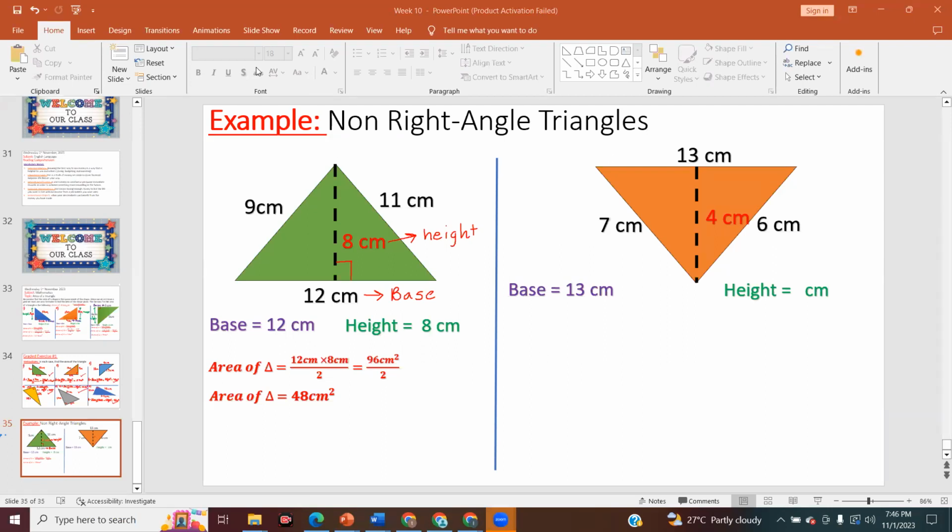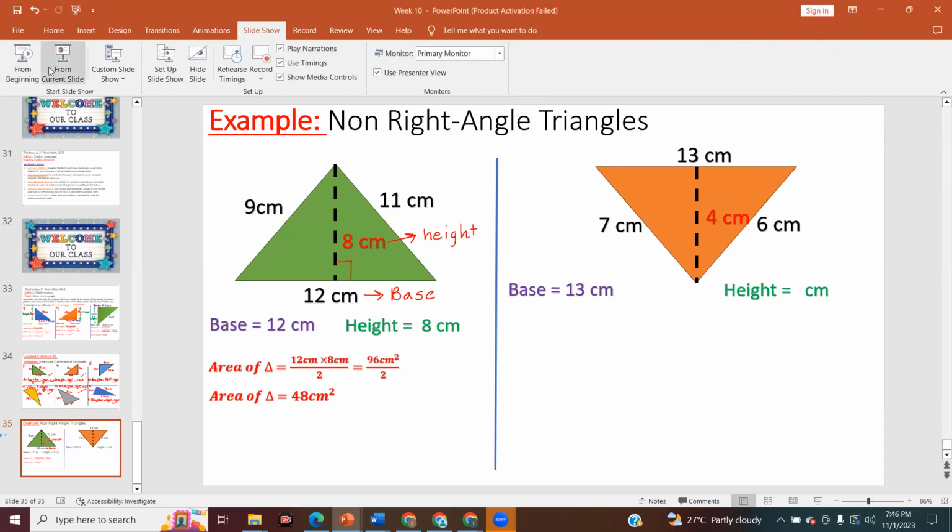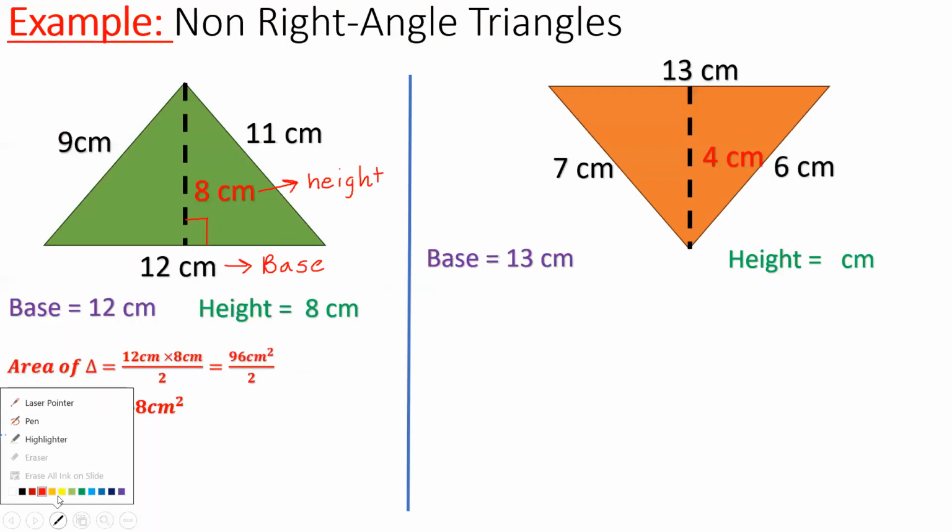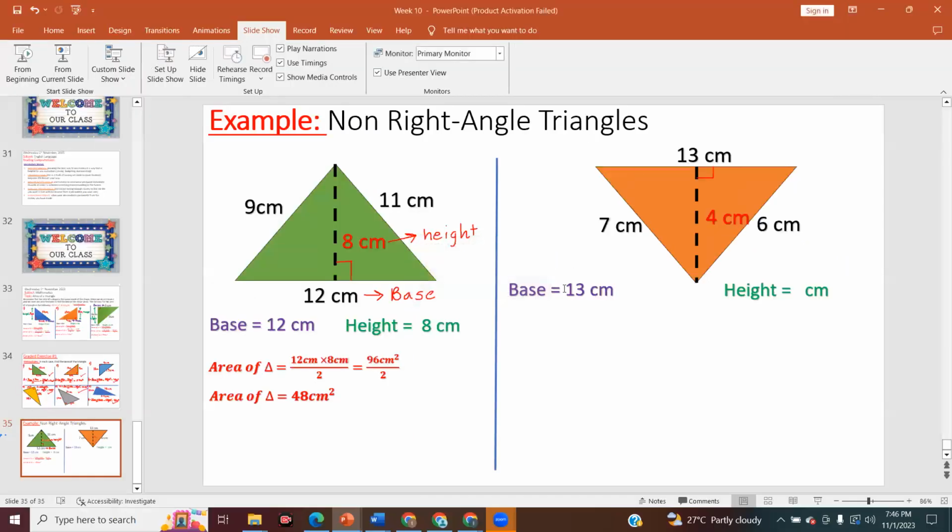4 centimeters. Very good. Why? Because it's got to be what? Perpendicular to the base. Very good. So it forms a right angle with the base. So that means that the height, therefore, is 4 centimeters. All right? Math is easy. Don't make it hard.